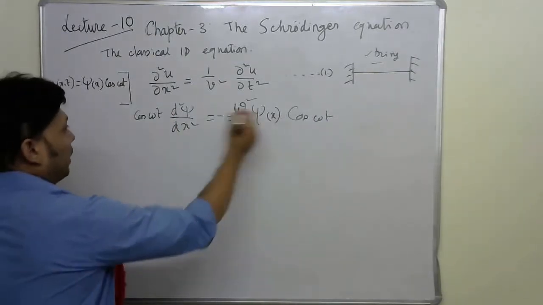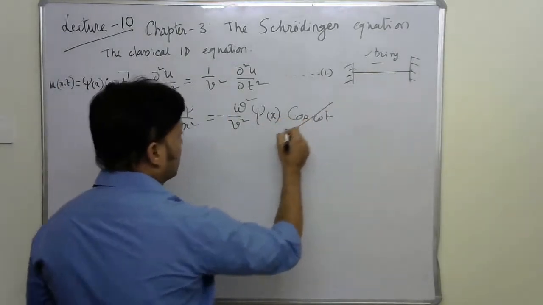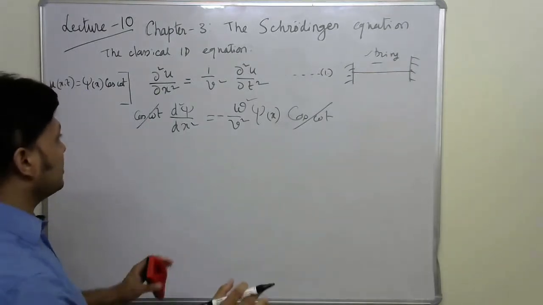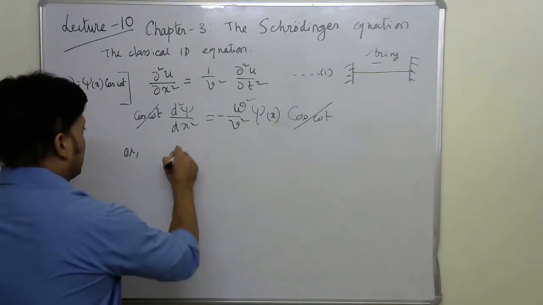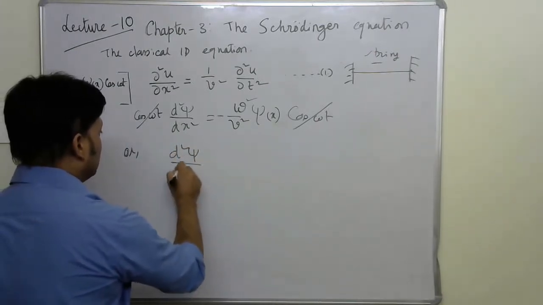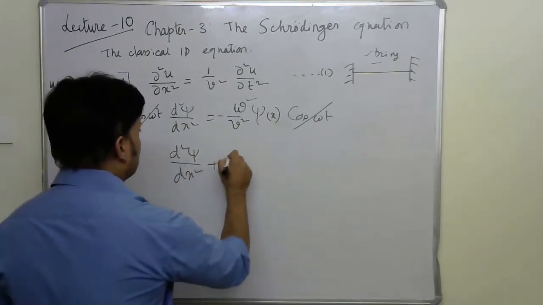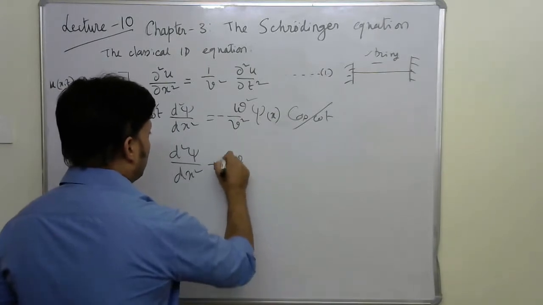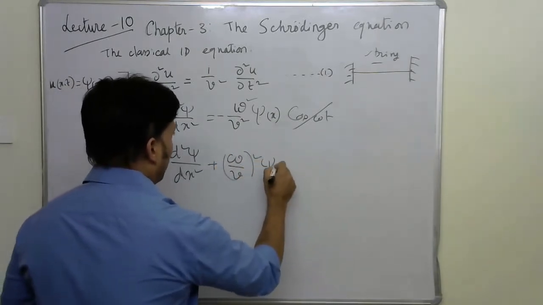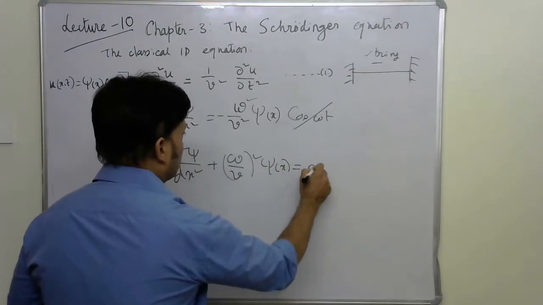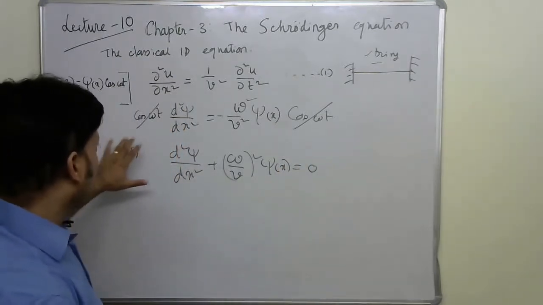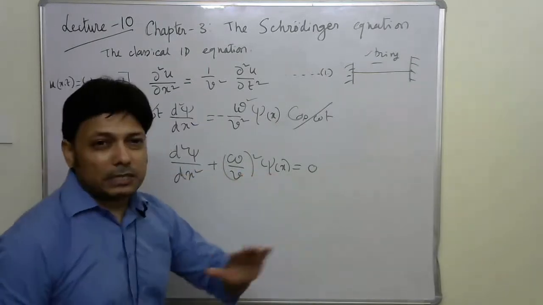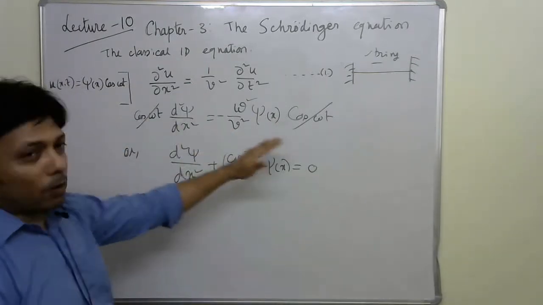So now you see both ends, we have cos omega t and cos omega t, so therefore it cancels each other out. Or we can write the above equation as d²ψ/dx² + (ω/v)² ψ(x) = 0. All right. Now you see two things. First of all, this equation is independent of time. It cancelled out, all right?